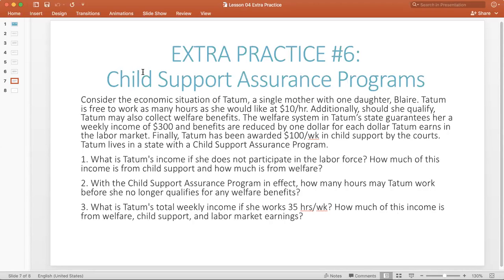So this given information is kind of a combination of all the different kinds of problems we've done. So there's a lot of components of it, but I think if we just take it step by step, it'll be pretty easy to get through. So what is her income if she does not participate in the labor force? And how much of this income is from child support and how much is from welfare?